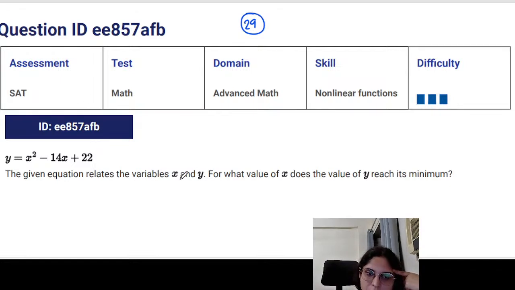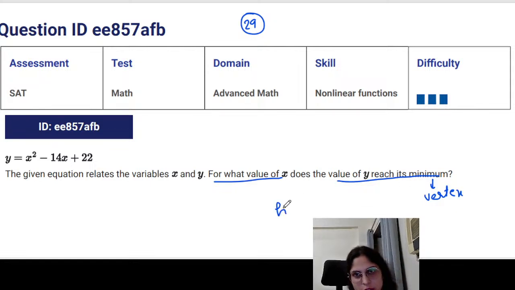The given equation relates variables x and y. For what value of x does y reach its minimum? That means the minimum is the vertex. They're talking about for what value of x, they want h. That is the axis of symmetry. So you can directly get the answer.